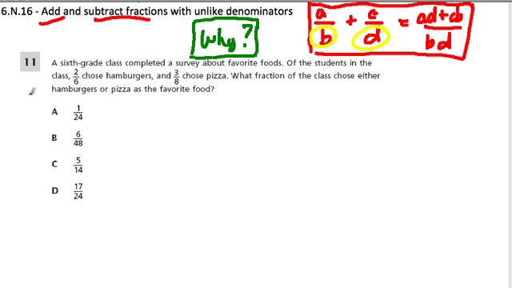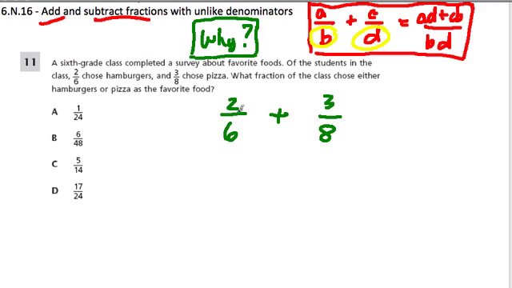Okay, so what do we have here? Well, a 6th grade class completed a survey about favorite foods. Of the students in the class, 2/6 chose hamburgers and 3/8 chose pizza. What fraction of the class chose either hamburgers or pizza? So they want us to add, right? Because they want to know in either group what was chosen.